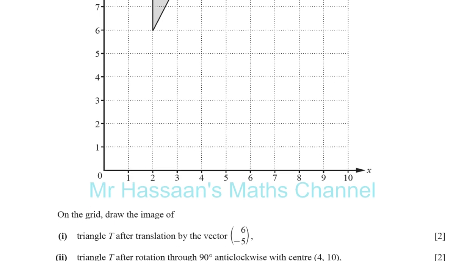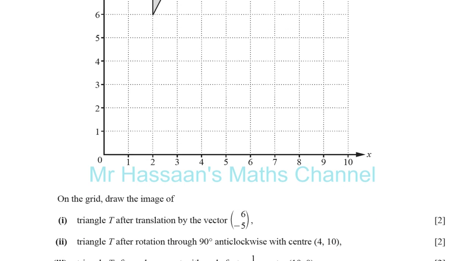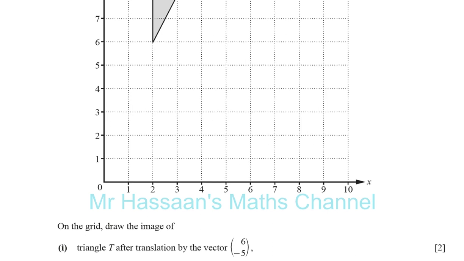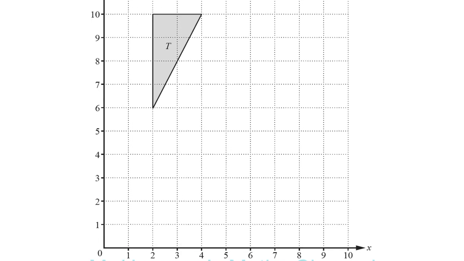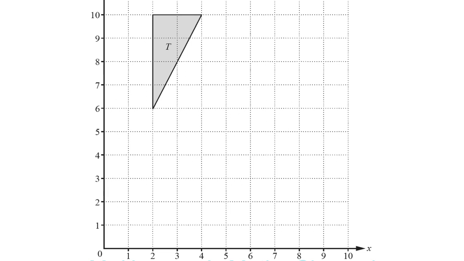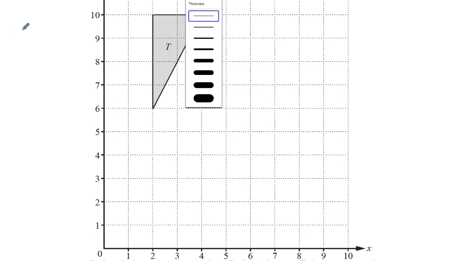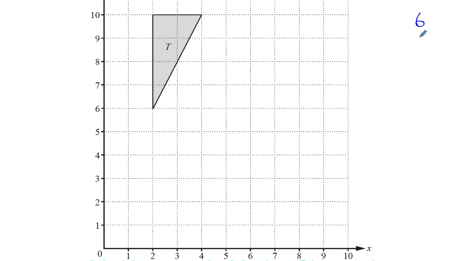Now, in this question, part A, part 1 says translate triangle T by the vector (6, -5). So what we've got to do is make sure that everything moves 6 spaces to the right and 5 spaces down. The vector (6, -5) means you go 6 to the right and 5 down. So every point in this triangle must move like that.